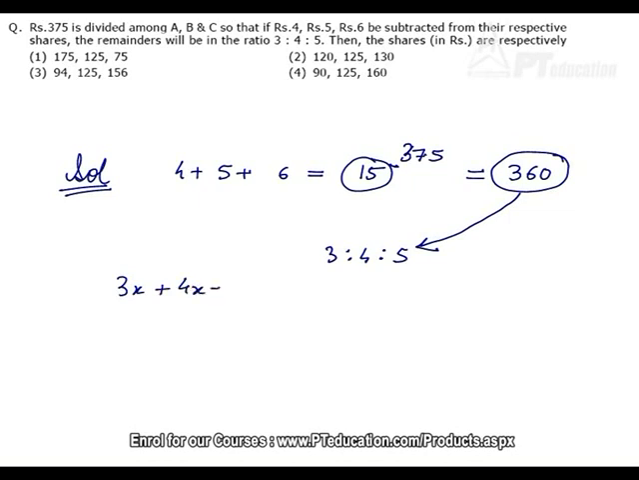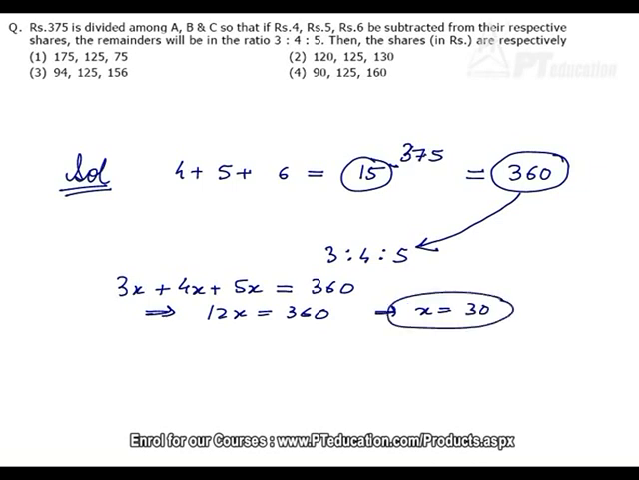So all you have to do is make a simple equation. 3x plus 4x plus 5x is equal to 360, which gives you 12x is equal to 360, which gives you x is equal to 30. That gives you their reduced shares as 30 into 3, 90, 30 into 4, 120, and 30 into 5, 150. But these were the reduced shares because 4, 5, 6 was subtracted. So 90 plus 4, 120 plus 5, and 150 plus 6 should be the final shares.